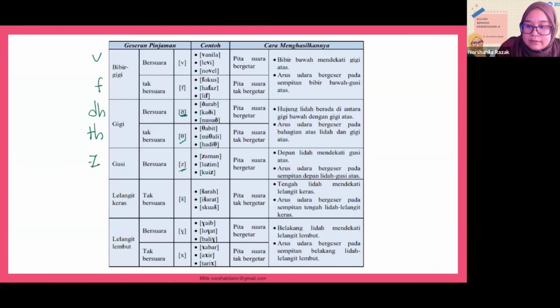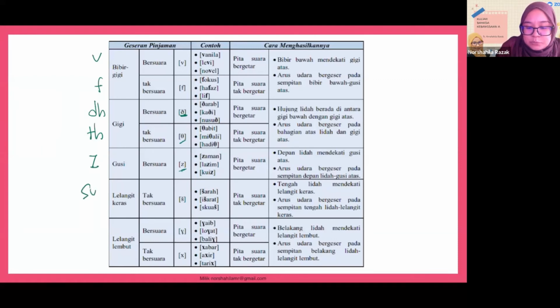Z lah. Okay. Apa je perkataan kita ada Z? Very limited. Zip, zirafah, zaitun. Okay, that normally we learn from others.